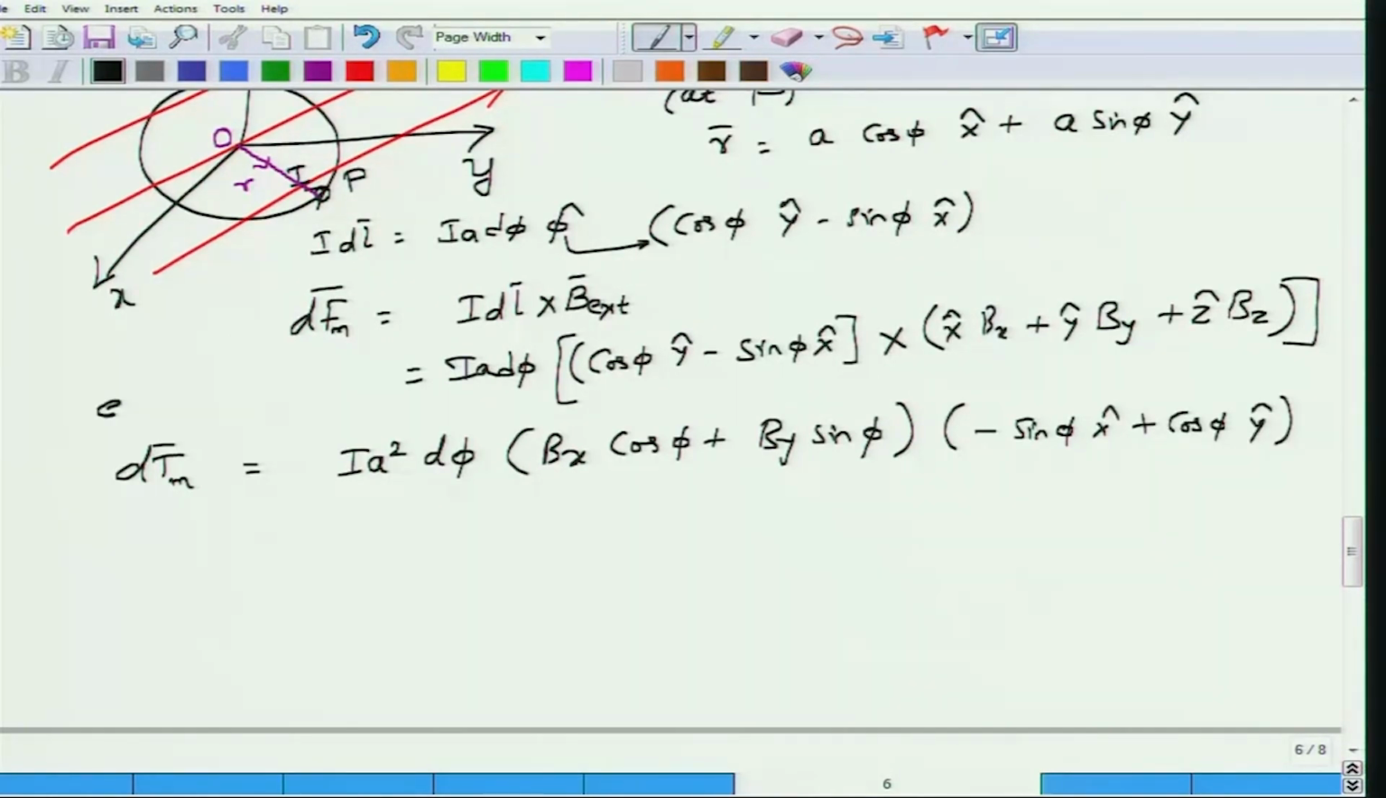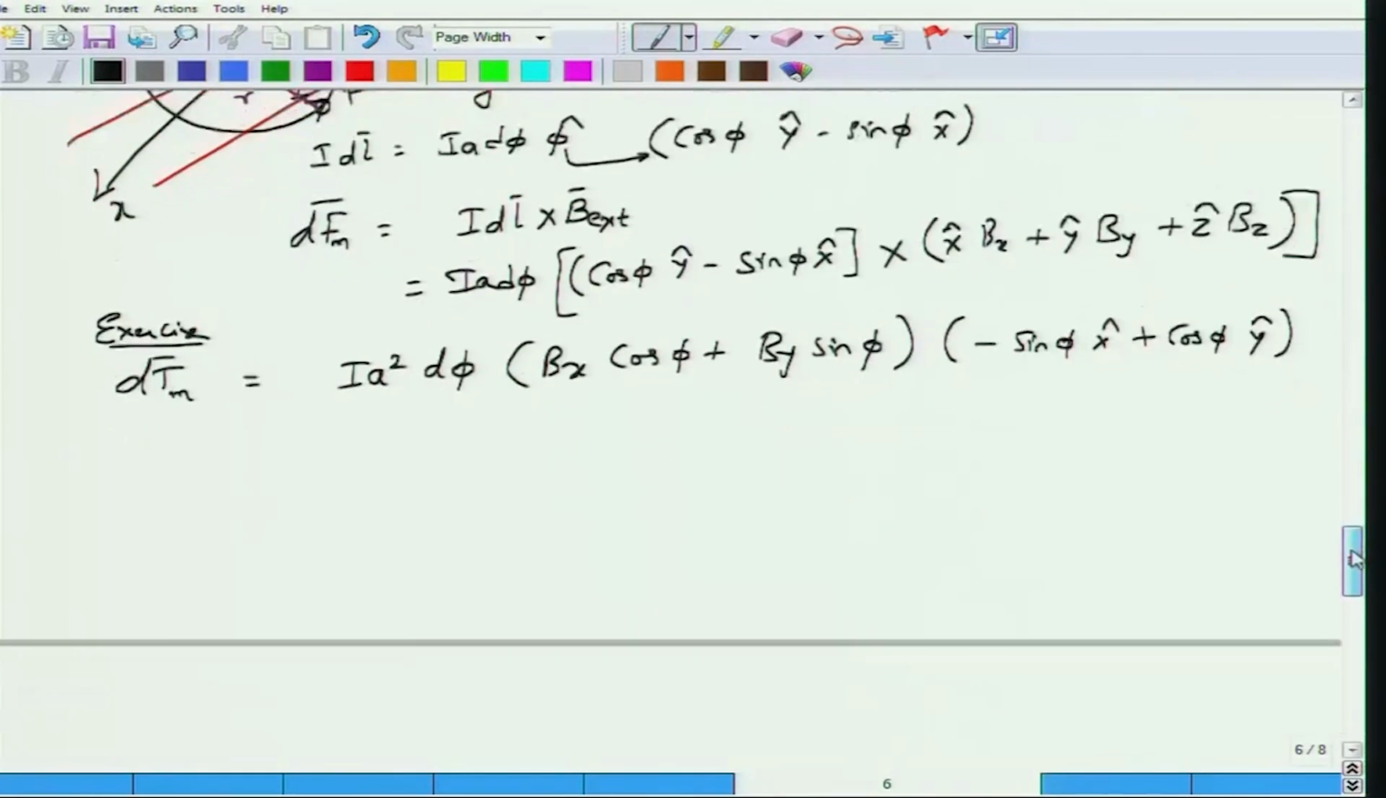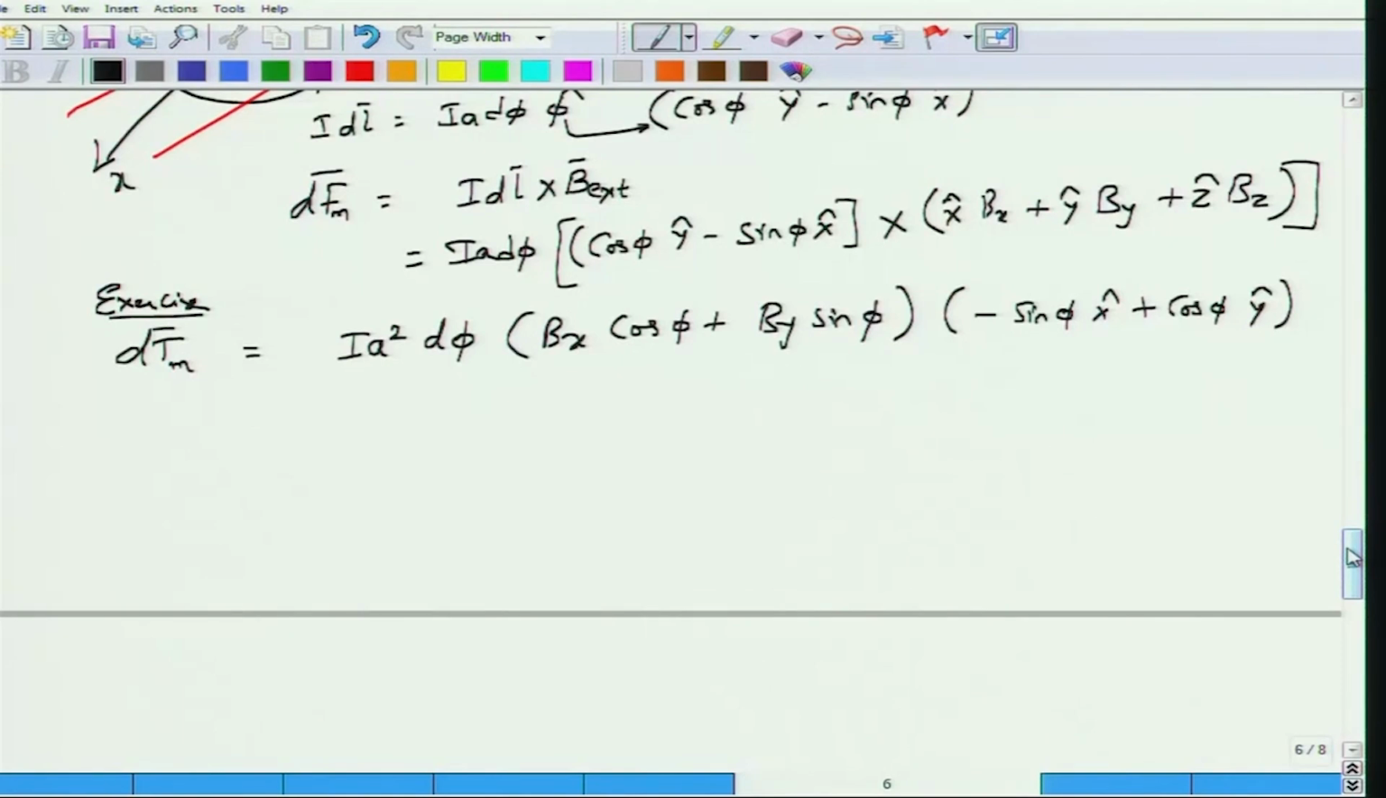I will leave this as an exercise for you to show that this is the expression for torque that you are going to obtain. This involves a lot of cross products. It's not difficult. It is very easy to do, except that it's tedious, and to show all the steps would mean we are going to be distracted a lot. So I will leave this as an exercise.